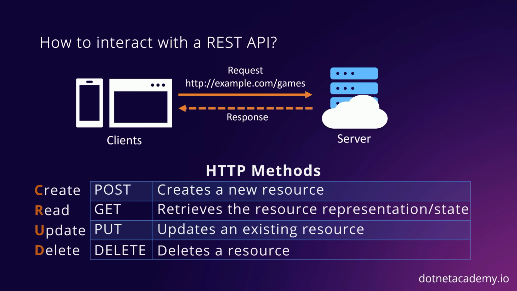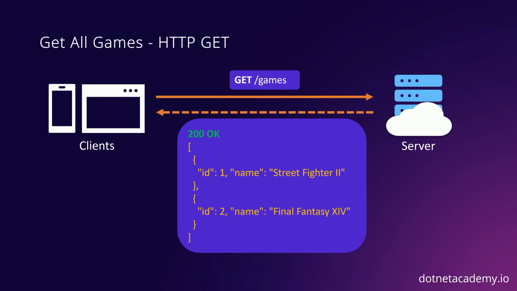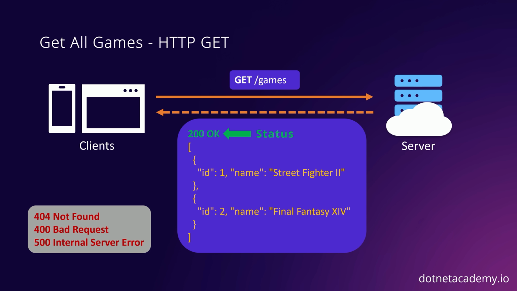Let's take a look at each of these methods in the context of our game store example to understand better how they work. To request all games, a client will send a GET request to the games endpoint, and the server will respond with something like this. The first part of this response is the status, which is 200 OK in this case. This means that the operation was a success. There are many other HTTP status codes that a REST API will send back depending on the result of the operation, many of them for failure scenarios. The next part is the body, which contains the list of games in this case.